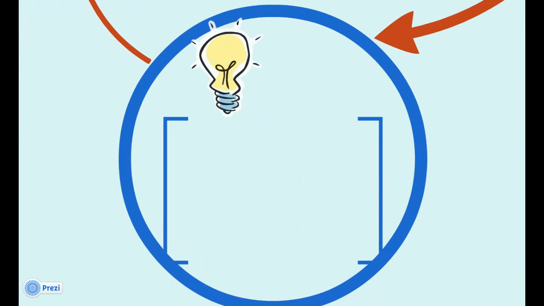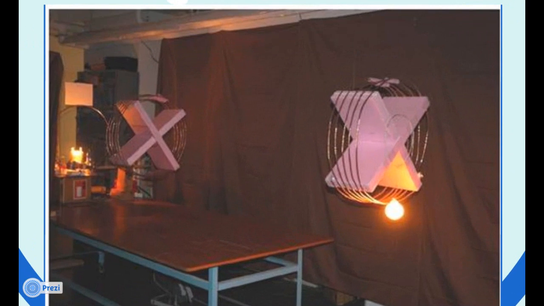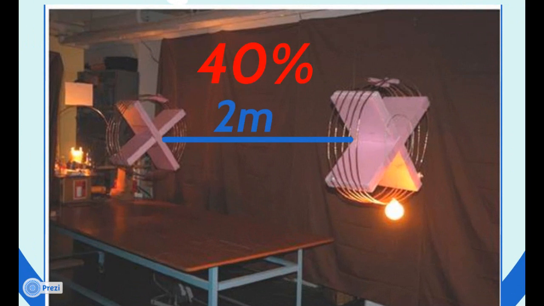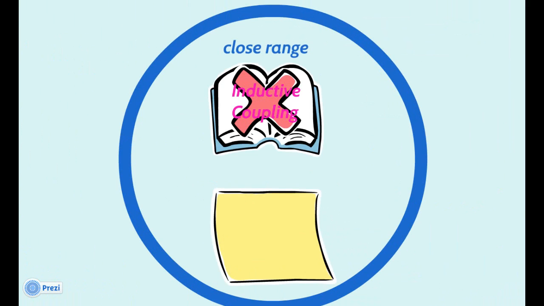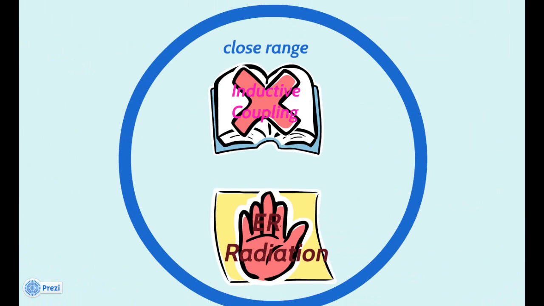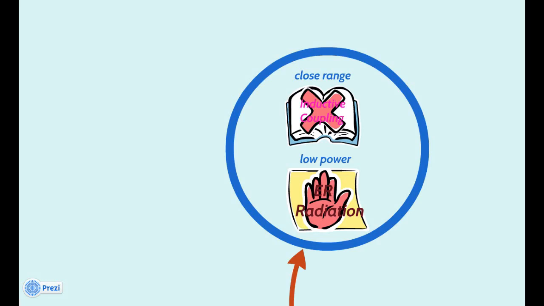The preliminary experiment was done by Kurz et al. in 2007. He powered a 60-watt light bulb from a distance of 2 meters away with about 40% power transfer efficiency. It is significantly different from inductive coupling, which was limited to very close range, or EM radiation, which was restricted to low power, a few milliwatts of energy transfer.